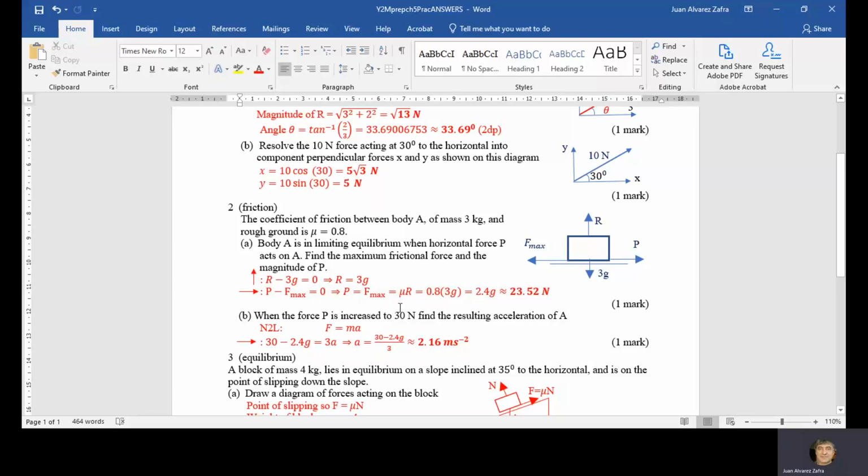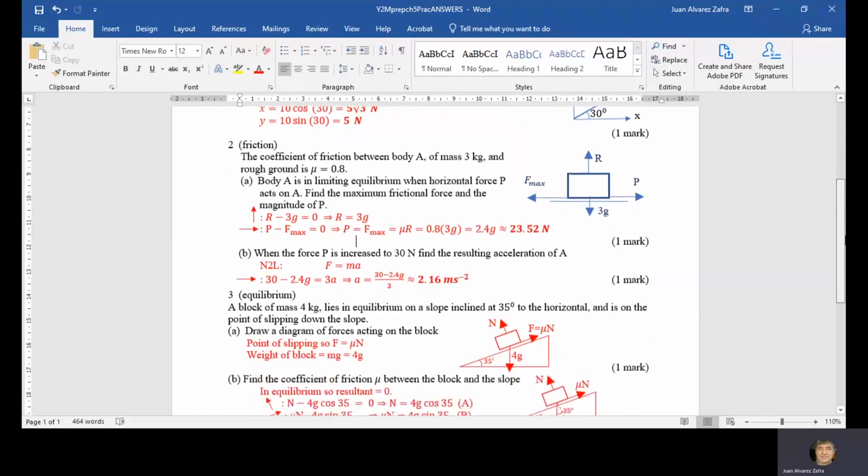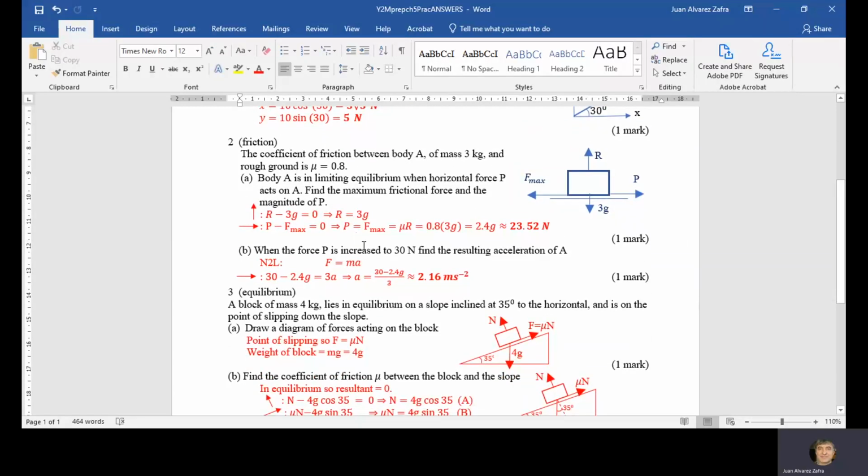Part B, when the force is increased to 30 newtons, find the resulting acceleration. So this is where we need Newton's second law, because now we're not in equilibrium anymore, but we know what the maximum frictional force is, and we assume that when you're moving, the frictional force is the maximum frictional force. In reality, this is not quite accurate, but for a mechanics course, we assume that when something is being dragged, is moving or accelerating, then the frictional force that acts, if there is a frictional force, will be the maximum frictional force. And so you can use the coefficient of friction to help work that out.